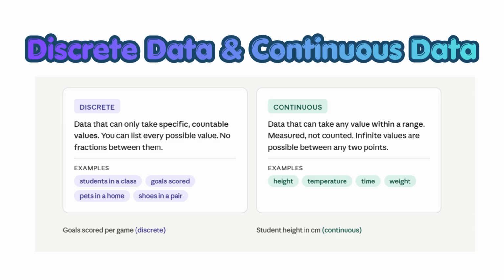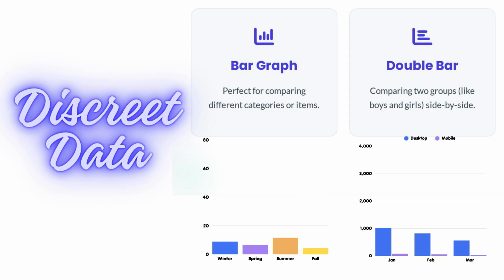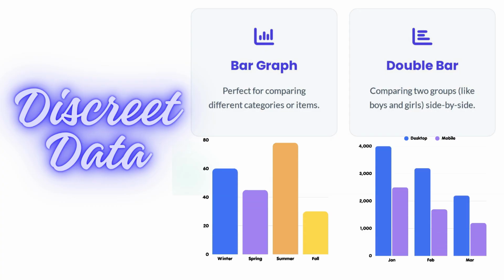Before we dive into the graphs themselves, it's essential to understand the type of data we're working with. We generally categorize data as either discrete or continuous. Knowing the difference is the first step in deciding which graph will represent your information most accurately. First, let's look at bar graphs and double bar graphs. These are typically used for discrete data, information that can be categorized into distinct groups.